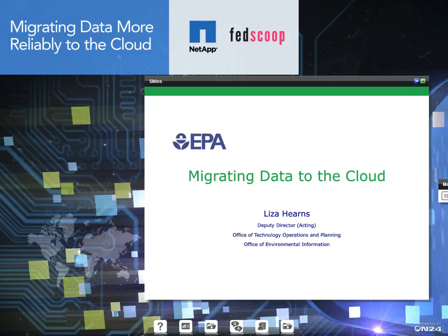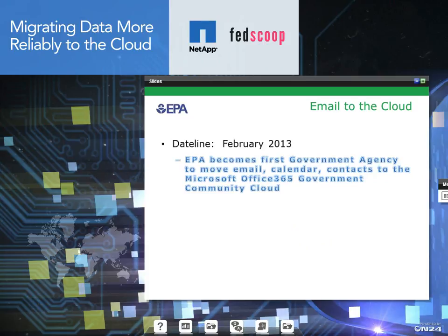The first major initiative we made of moving a big system to the cloud was actually in moving our email to the cloud. So in February of 2013, EPA became the first federal agency to move email calendar contents to the Microsoft Office government community cloud. There were a few agencies that have moved portions of their email there and some that have had dedicated instances of Office 365. But we were the first to sort of dive in the deep end of their government community cloud.